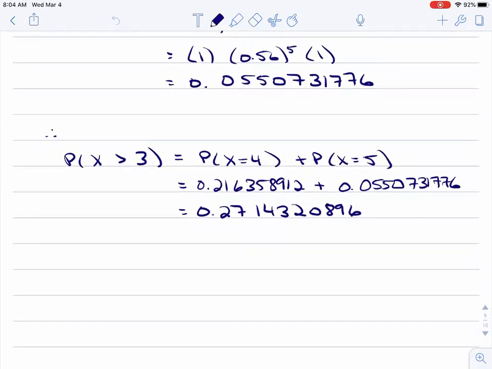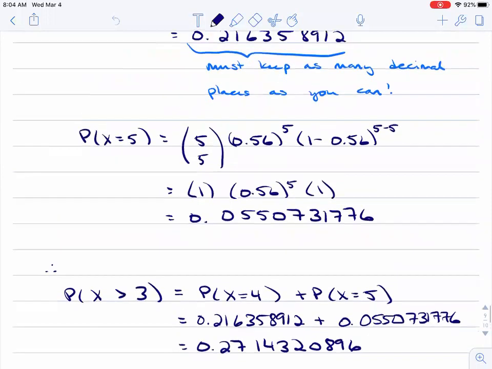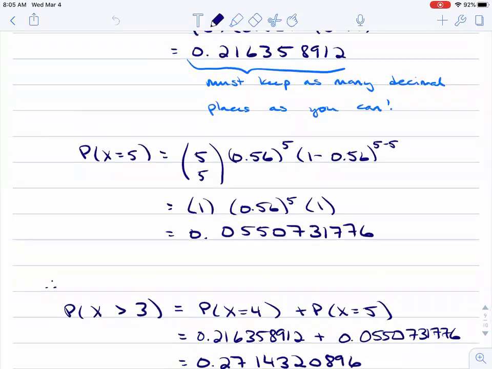And we found that the probability was 0.2714320896. You have to keep as many decimal places as you can on your calculator, right? If you know how to store values on your calculator, which I still don't know on this one, it's okay. I don't mind plugging them in, right? But you want to keep as many decimal places as you can, because sometimes the probabilities don't start changing until kind of down here in these decimal places. So then if you're rounding, you're not really getting a good view of the probability.